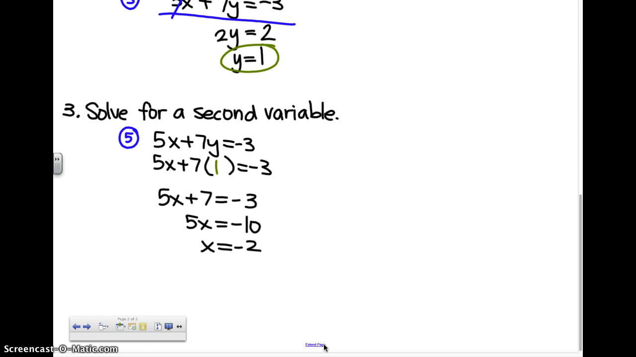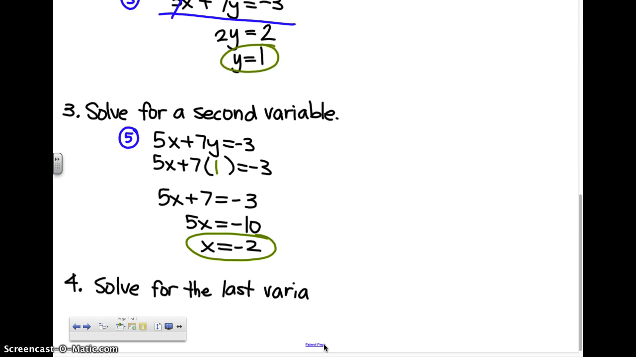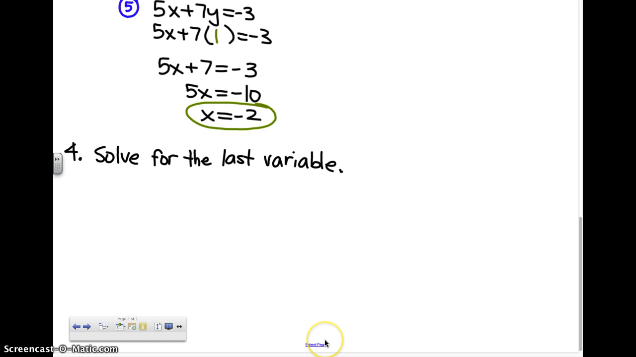So we've solved for another one. Okay? And then the final step is to solve for the last variable. And in order to do that, we have to go all the way back up to the top. Pick either equation 1, equation 2, or equation 3. Okay? And so we're back in our 3 by 3 to get the last one. I'm going to pick equation number 2.